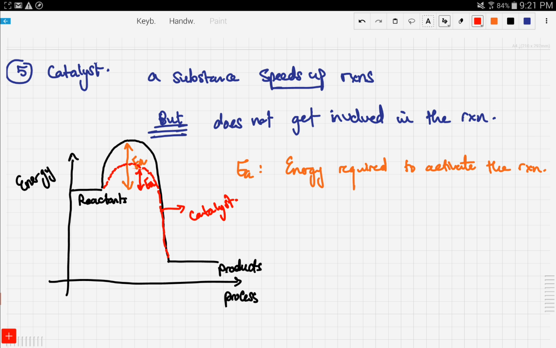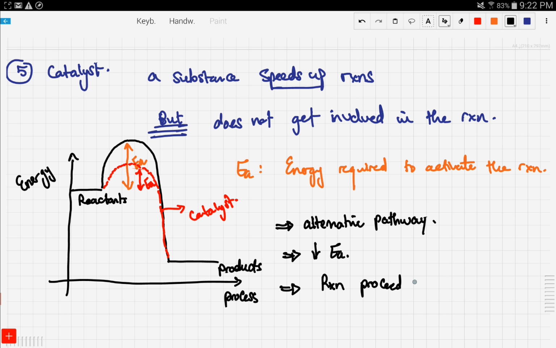Okay, so let's conclude this. The presence of a catalyst means there is an alternative pathway provided in which the activation energy is lowered and therefore the reaction proceeds faster.